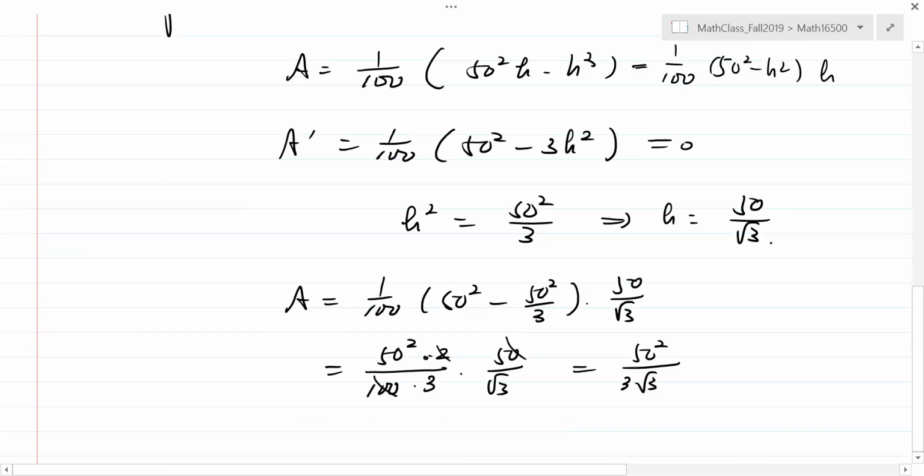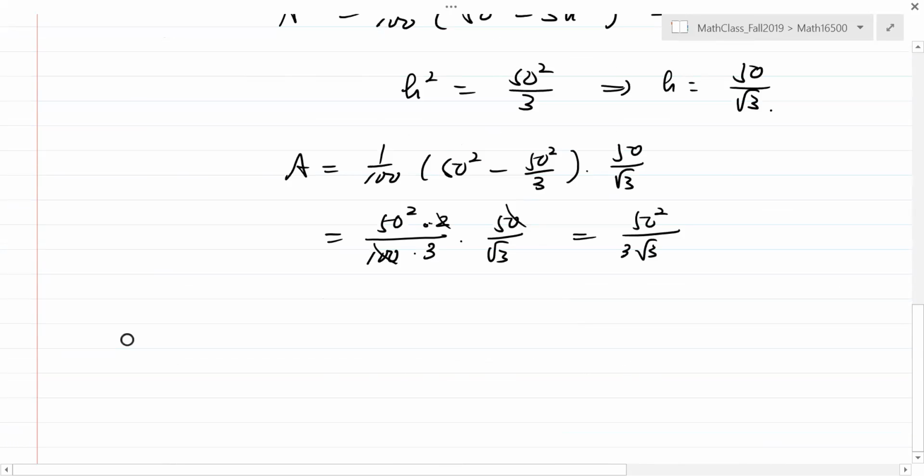So this is a good, interesting optimization problem.